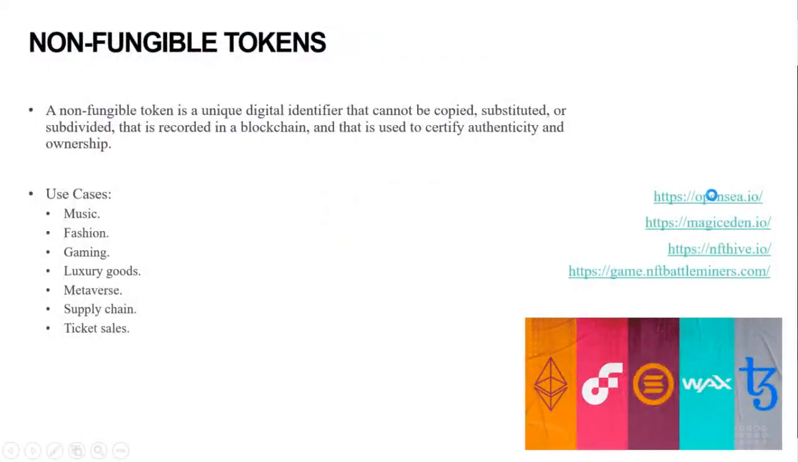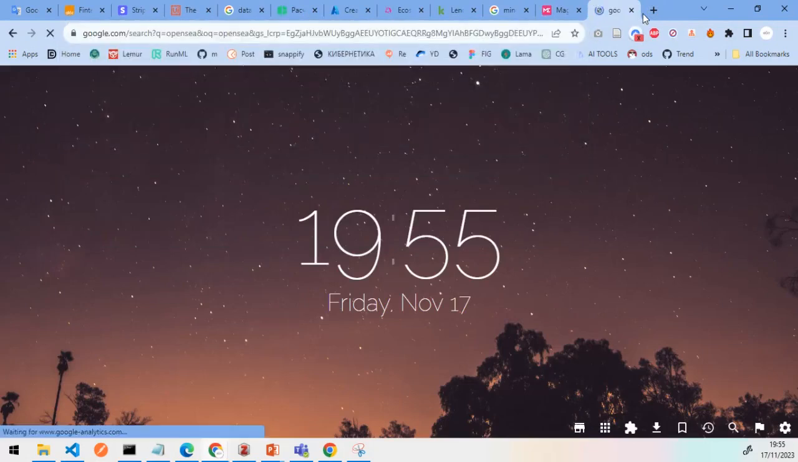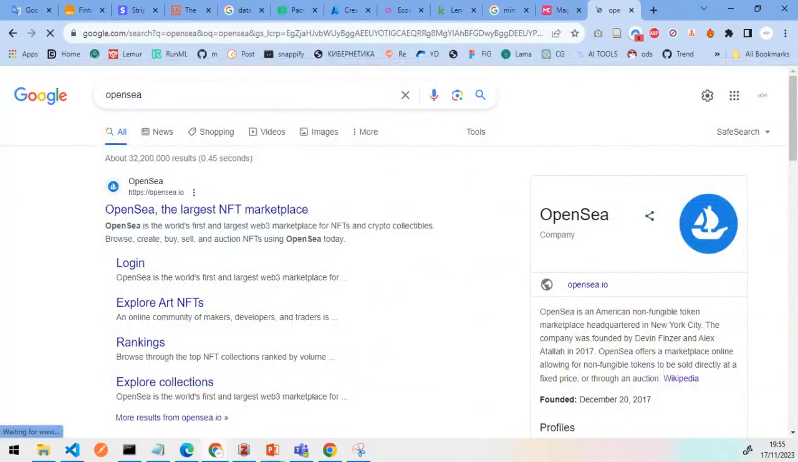Okay. I think it does not work. I have to open it in a different way. All right. So whilst it's opening, OpenSea.io. I don't know if we have access in Russia.